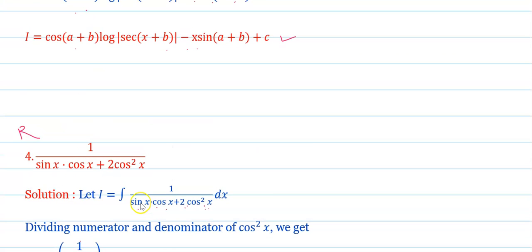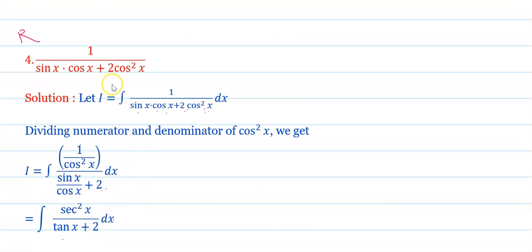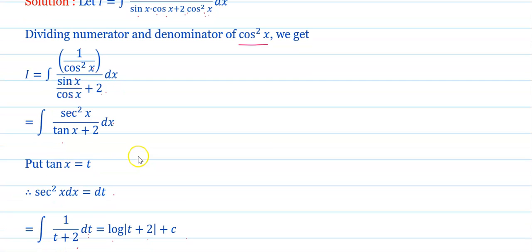Nice problem, but the main theme here is that you have to understand that you have to divide n and d by cos square x, and that's why I had repeated here. If we do the practice more and more, you will understand it immediately after seeing the problem.